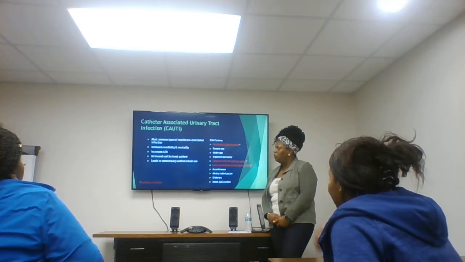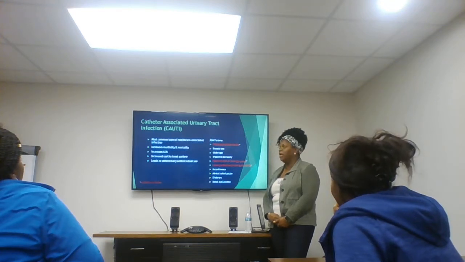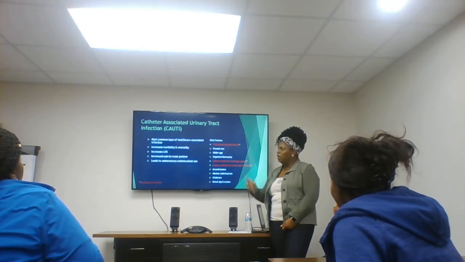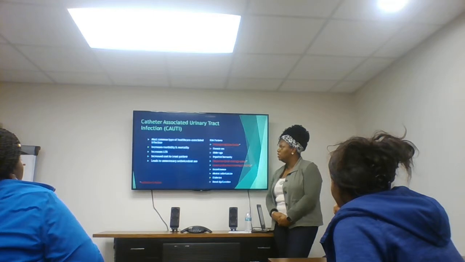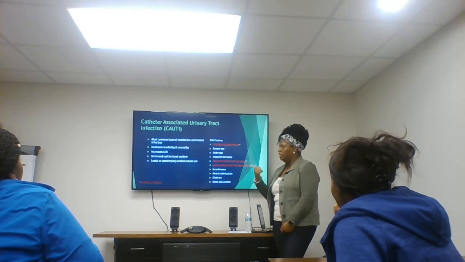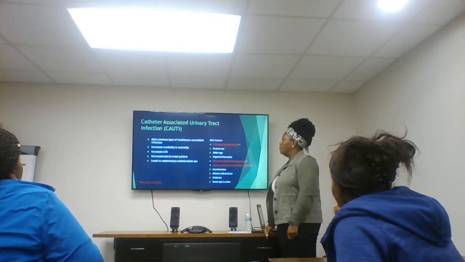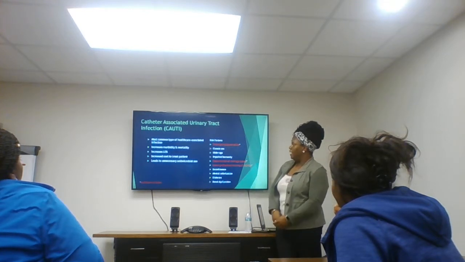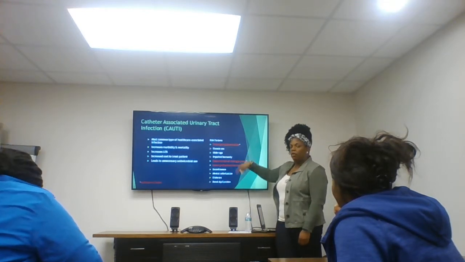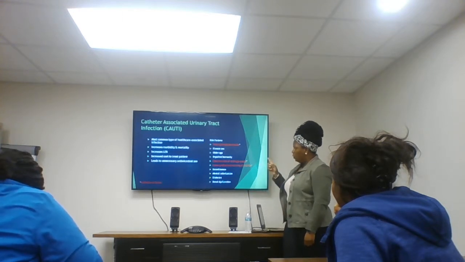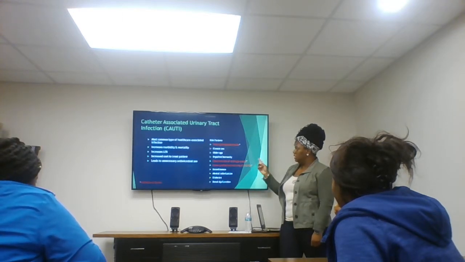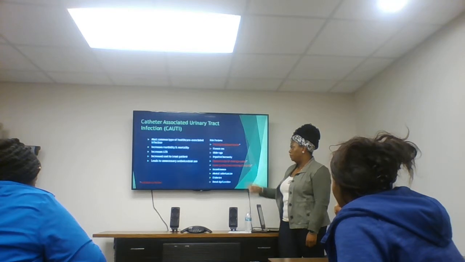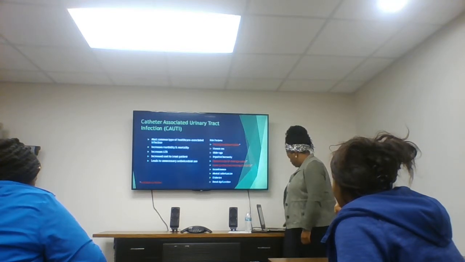CAUTI also increases the morbidity and the mortality rate in patients. It increases the length of stay, it increases the cost to treat the patient, and it leads to unnecessary use of antimicrobials. These are some risk factors that are associated with CAUTI. The ones indicated in red are modifiable risk factors: prolonged catheterization, disconnection of the drainage system, and lower professional training of the inserter.